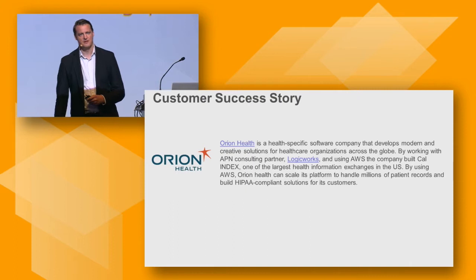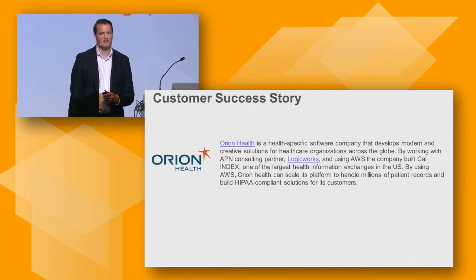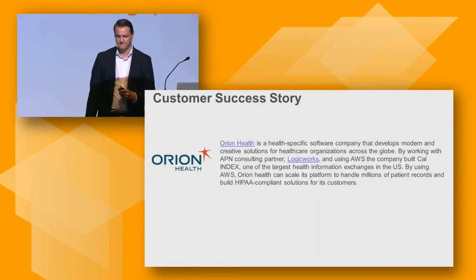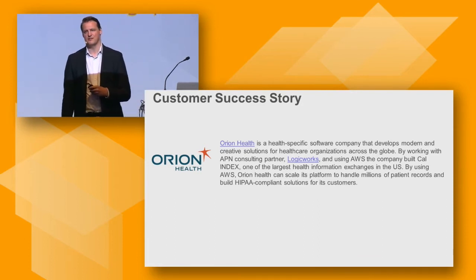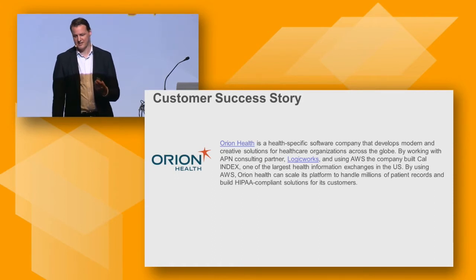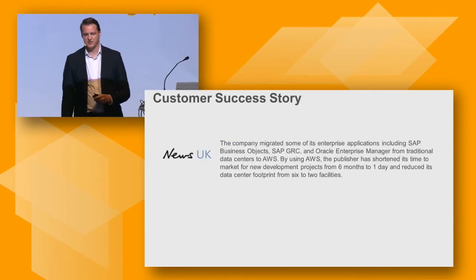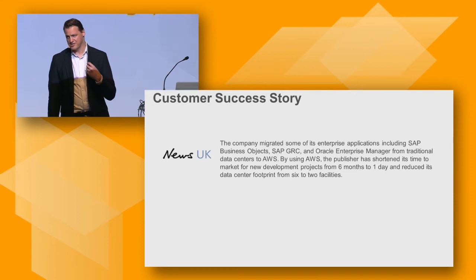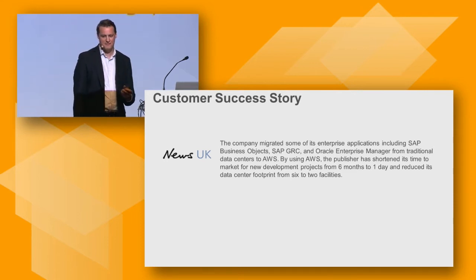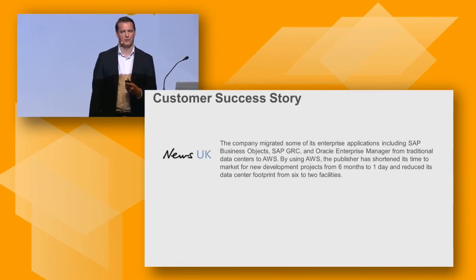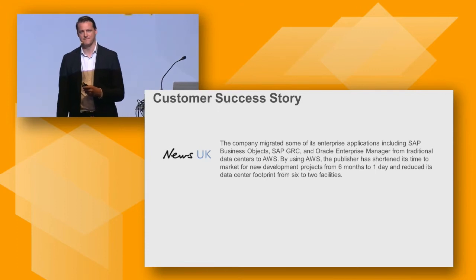Orion Health, they're a healthcare provider out of New Zealand. They write software that goes into things like hospitals in the US. Every single workload that they deal with needs HIPAA compliance. And the last one is News UK. So News UK, James Saul actually talked about News UK earlier. So they actually picked up SAP Business Objects, SAP GRC, Oracle Enterprise Manager, meaty critical workloads and actually moved them into the cloud.